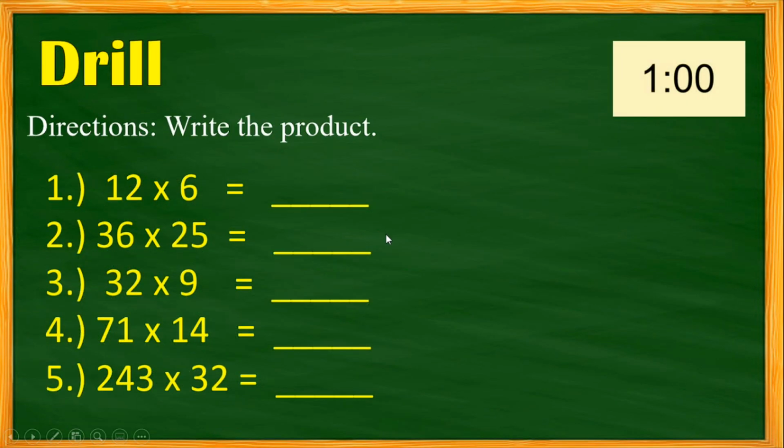Now let's have some drills. So the directions, you're going to write the product for each of the questions. You have 1 minute to do this task. Your timer starts now.